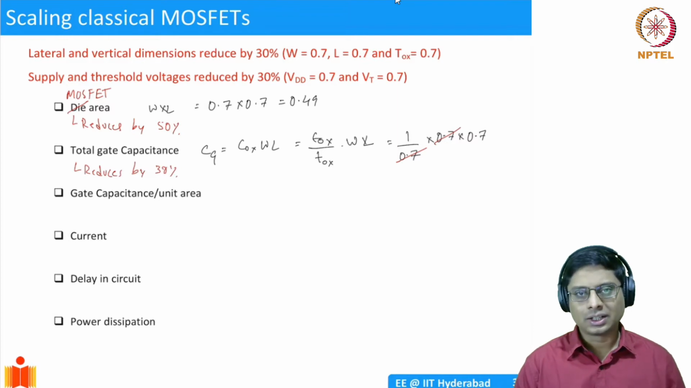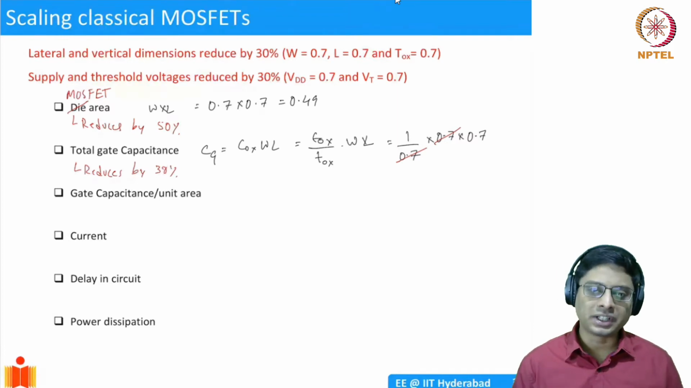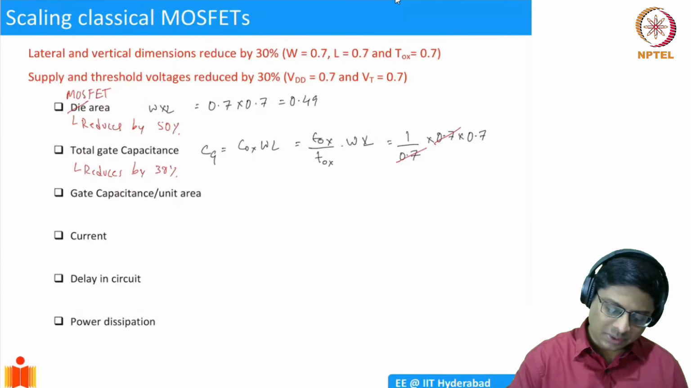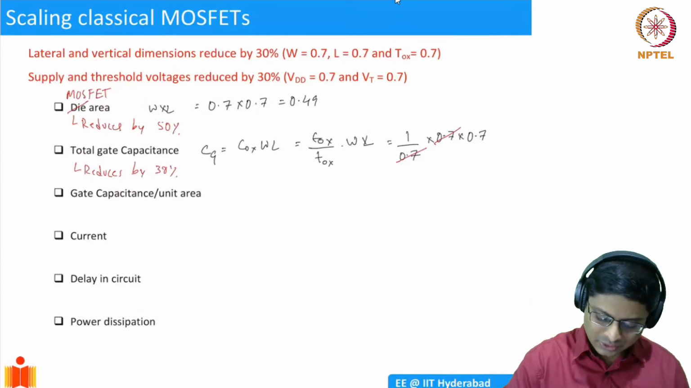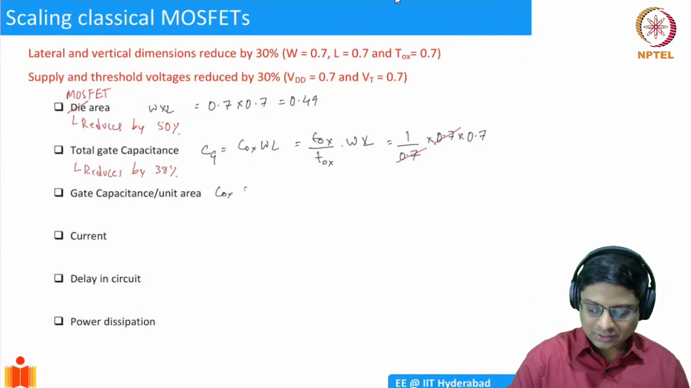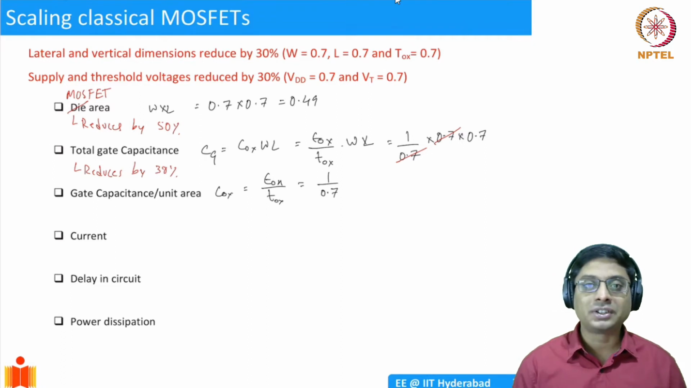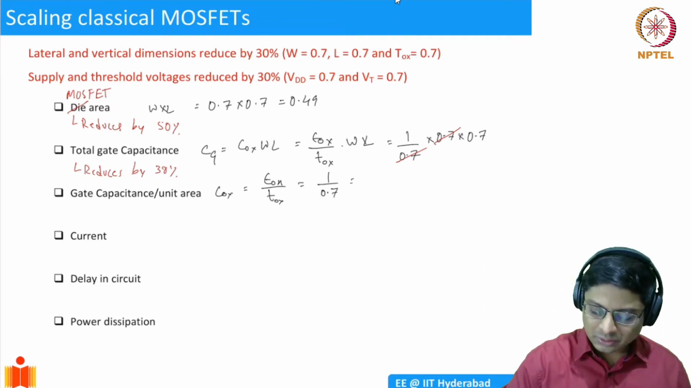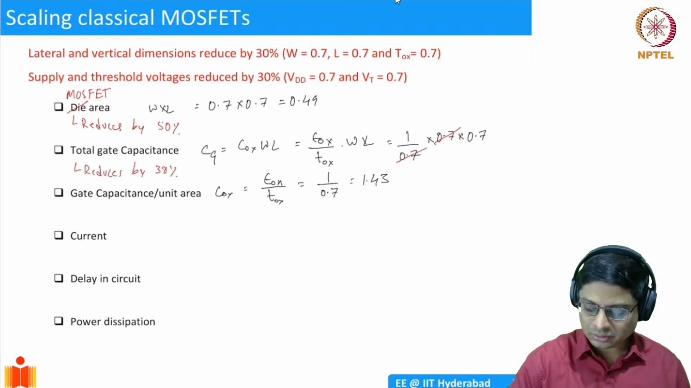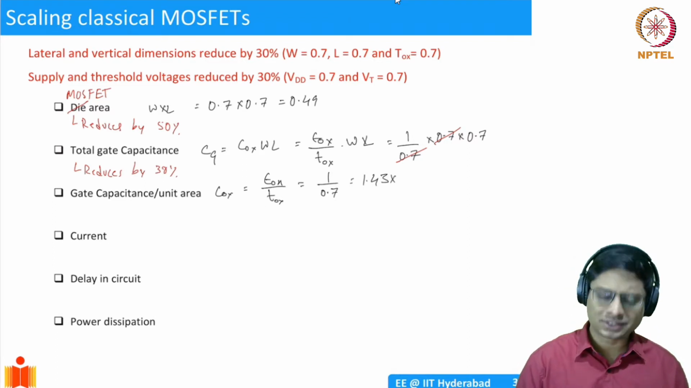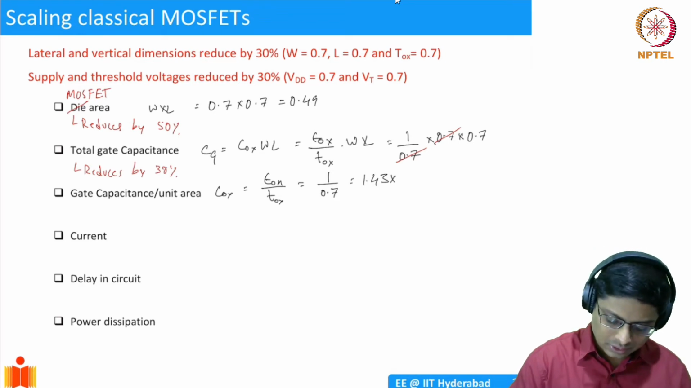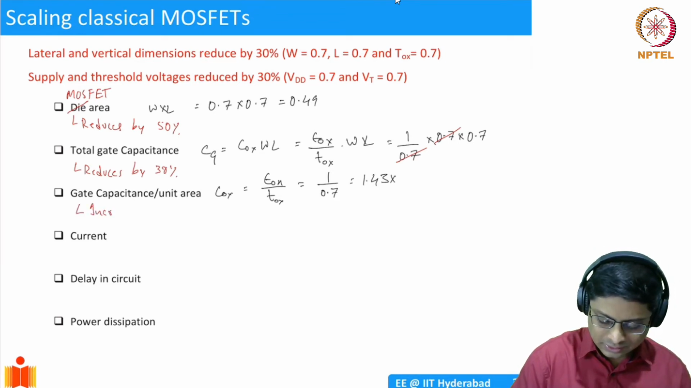What about gate capacitance per unit area? Gate capacitance per unit area we have already seen. This is simply Cox, and that will be epsilon oxide by T oxide. So it's divided by 0.7. So effectively, it turns out to be equal to 1.43 into whatever the original capacitance. So it increases by 43%, or let's just round it off to 40%. So this increases by 40%.